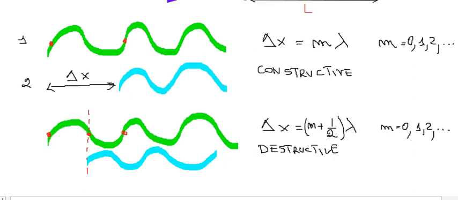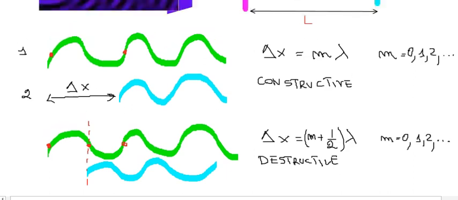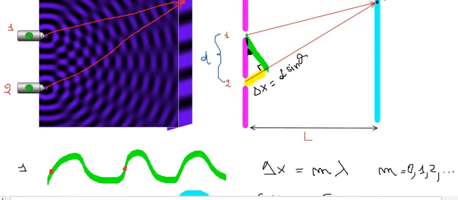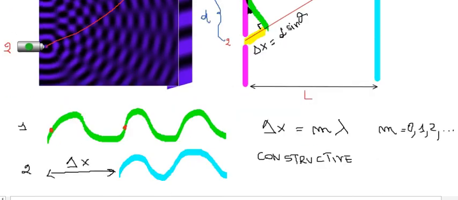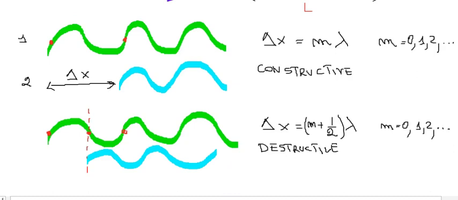Just an integer number. Now let's go together and place back the delta x as d sine theta in this part. So I have here that when d sine theta is equal to m lambda, I have a constructive interference. If instead d sine theta is equal to m plus 1 over 2 lambda, I have a destructive interference.